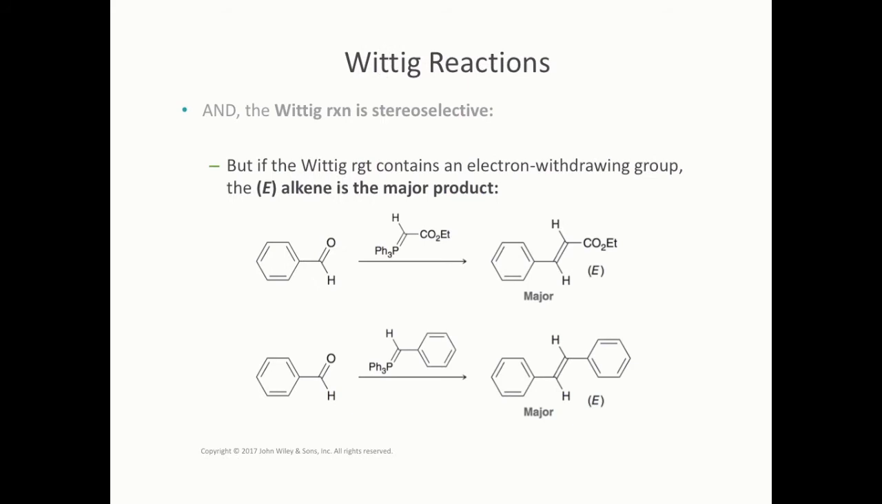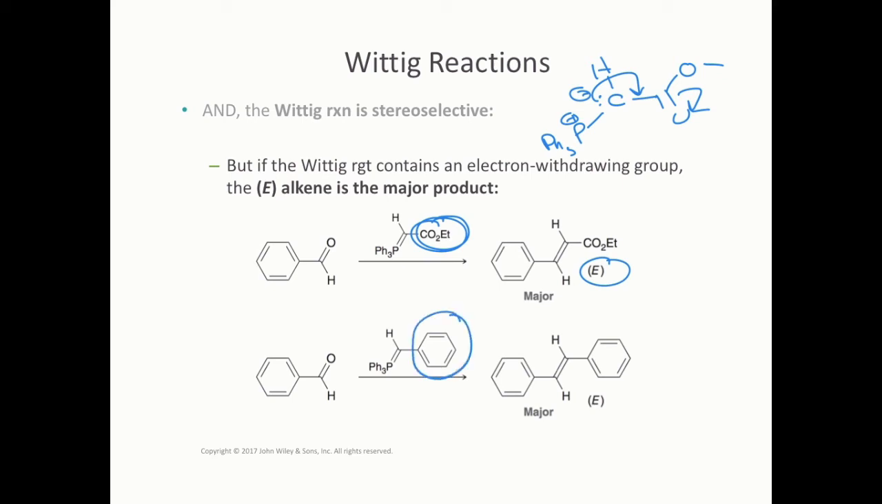If the Wittig reagent contains an electron withdrawing group like an ester, some carbonyl containing group, then we get the opposite double bond geometry as the major product, so we would get the E double bond geometry in that case. The electron withdrawing group in this example, the ester, is going to stabilize the ylide, and it's stabilized through resonance. So if we look at the ylide in its charge-separated form, we can see that having that ester, you can actually draw resonance structures where you delocalize that negative charge. And then if you think about that, you can understand why this benzene ring would also have a stabilizing effect, even though we don't think of it as electron withdrawing.